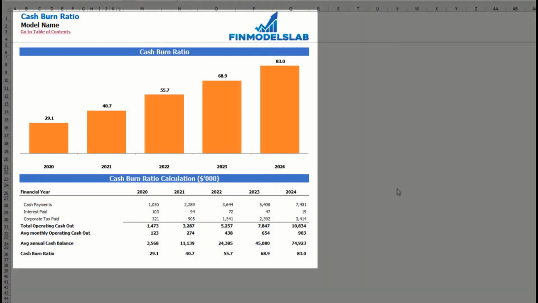On the burn tab, you can find the calculation of cash burn ratio, which consists of the average burn amount across the year, the average annual cash balance, and the calculation of cash burn ratio. On the charts above, you can also see the cash burn ratio by years.